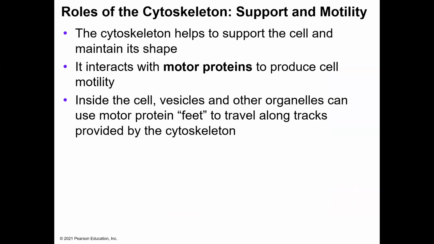So what is the role of the cytoskeleton? It's support and motility. I like to think, if a cell was a house and you're building a house, the cytoskeleton would be the walls, the wood that forms the cell. The cytoskeleton helps to support the cell and maintain its shape. It interacts with motor proteins to produce cell motility. It allows cells to be able to move.